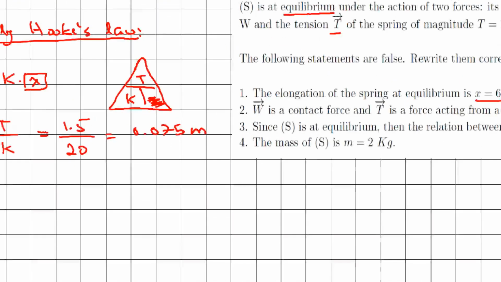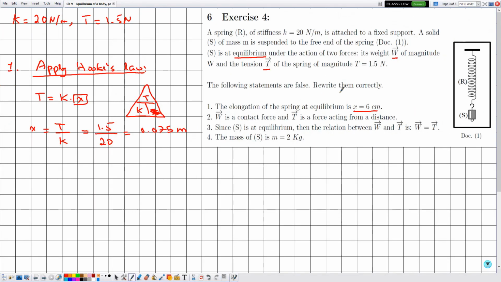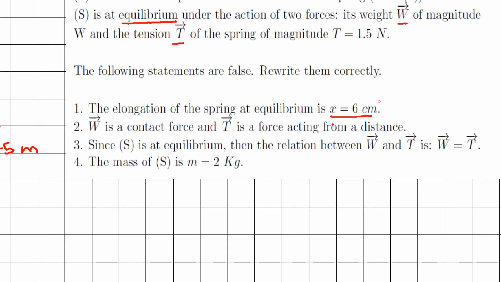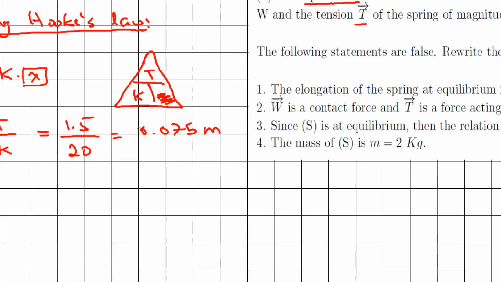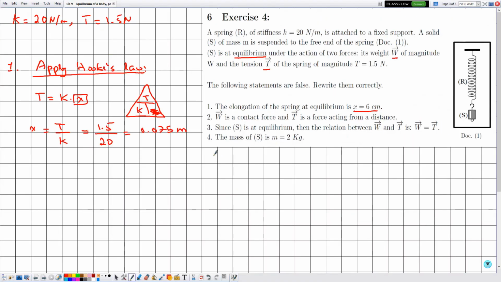Now in order to compare this value with the value represented in the statement, we cannot compare quantities in physics unless they have the same unit, so this must be converted to centimeters, although the value that we have calculated is in meters. To convert from meters to centimeters, we multiply by 100. Then 0.075 multiplied by 100 is equal to 7.5 centimeters, and for this reason, the statement is wrong.